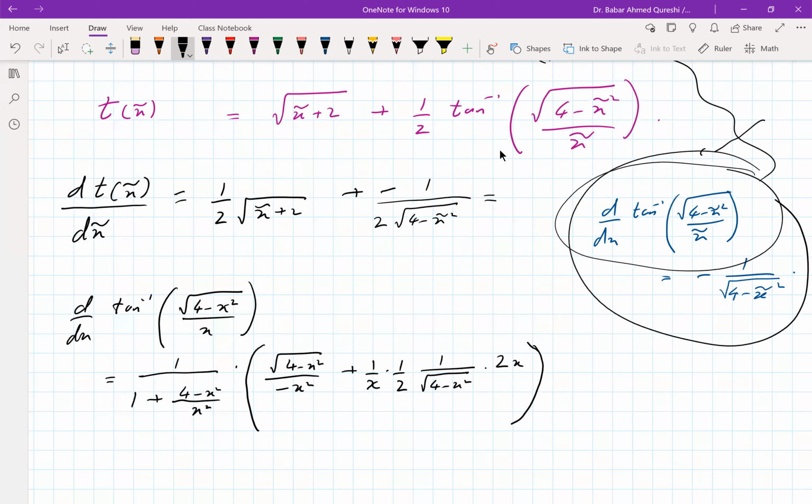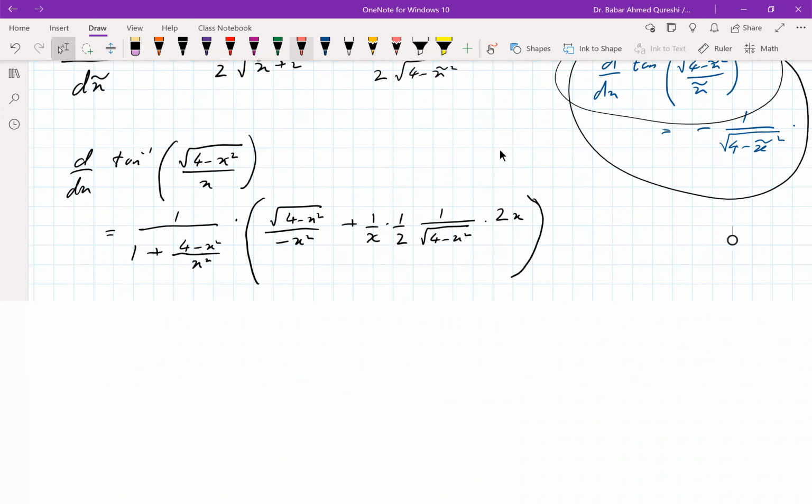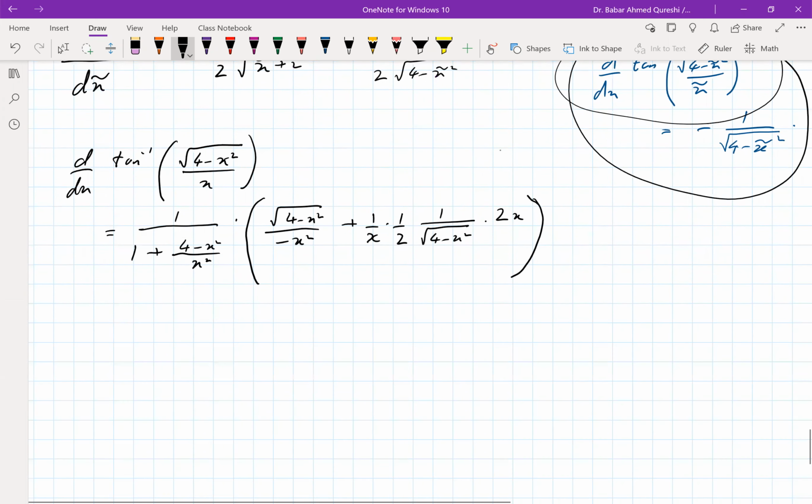So this is right, okay, isn't it? Why not? You forgot the chain rule? You should fail this course.